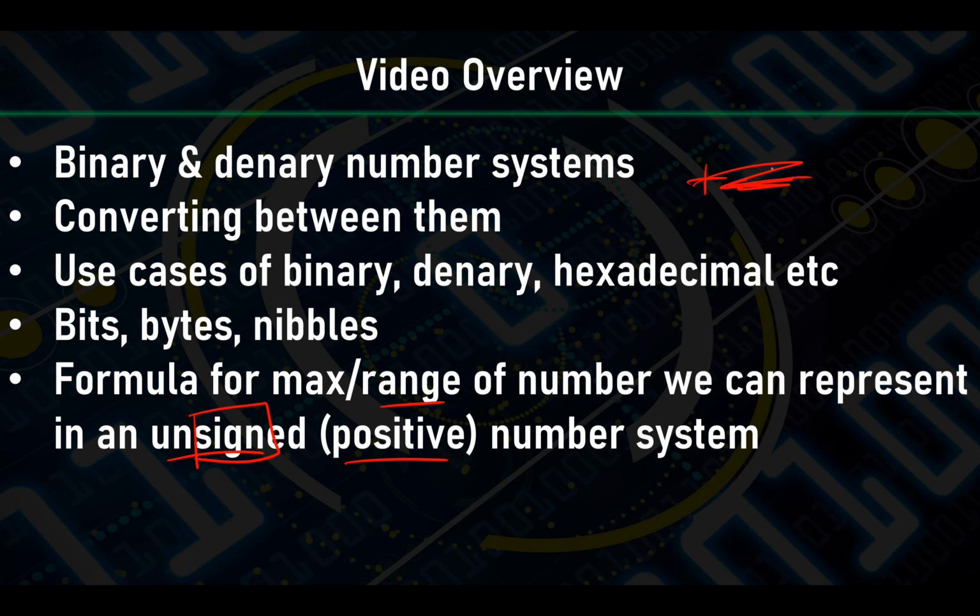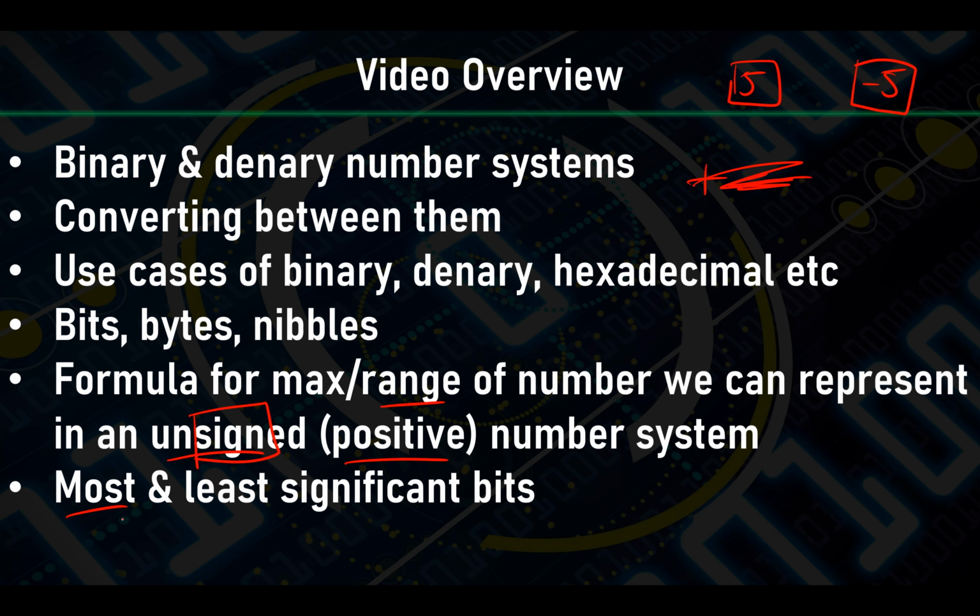Therefore, if we don't have any sign, like if we just say 5, we can assume that by default 5 is positive. Because if it's negative, we would actually have to write the negative sign in front of it. We also then need to look at the most and least significant bit, and that's super simple. The most significant bit is the leftmost bit, the one with the highest value. The least significant is the rightmost bit, the bit with the smallest value.